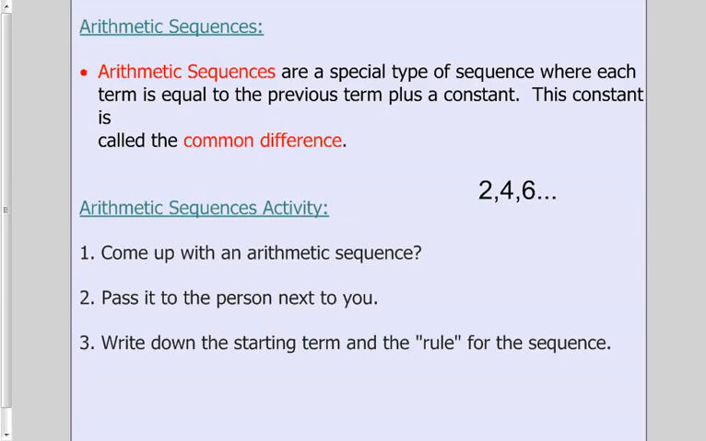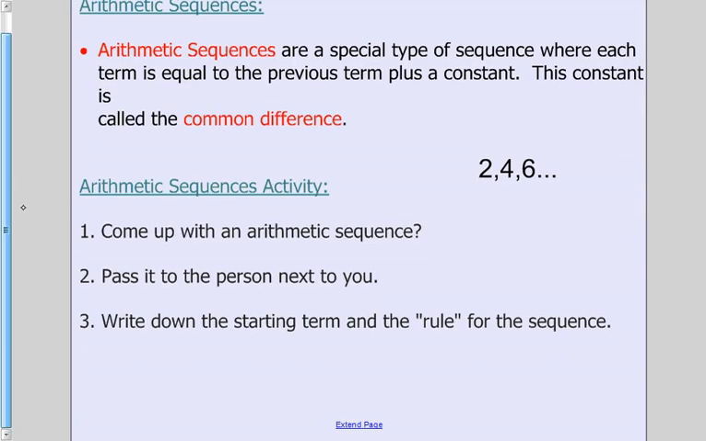So let's see here. We're going to give these sequences a name where we're just adding things on or subtracting things down. These are called arithmetic sequences. And how we know this, what defines this, is the common difference. This would be something that you might see on a test, to say, what's the common difference of this?